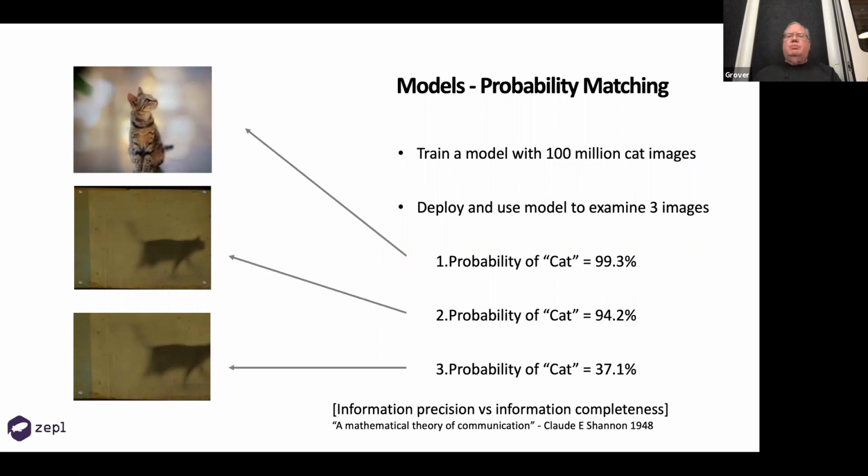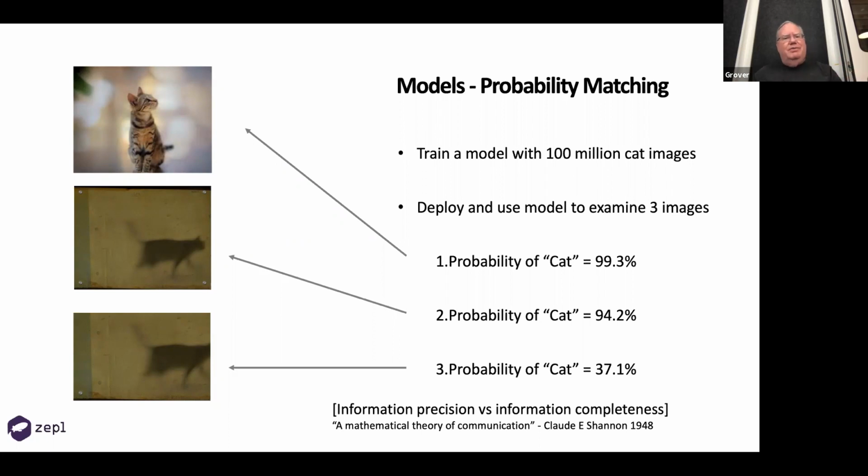One of them is probability matching models, where you've trained a model to recognize cats. You throw it 100 million images of cats, you give it another 100 million images of not cats. You tell it, make sure you can tell a cat from a not cat. It goes off and develops an algorithm, and then you give it 3 pictures. The first one, the top one, it says that's a cat with 99.3% probability. Then you give it a blurry image and it says, well, that's got a 94% probability of being a cat.